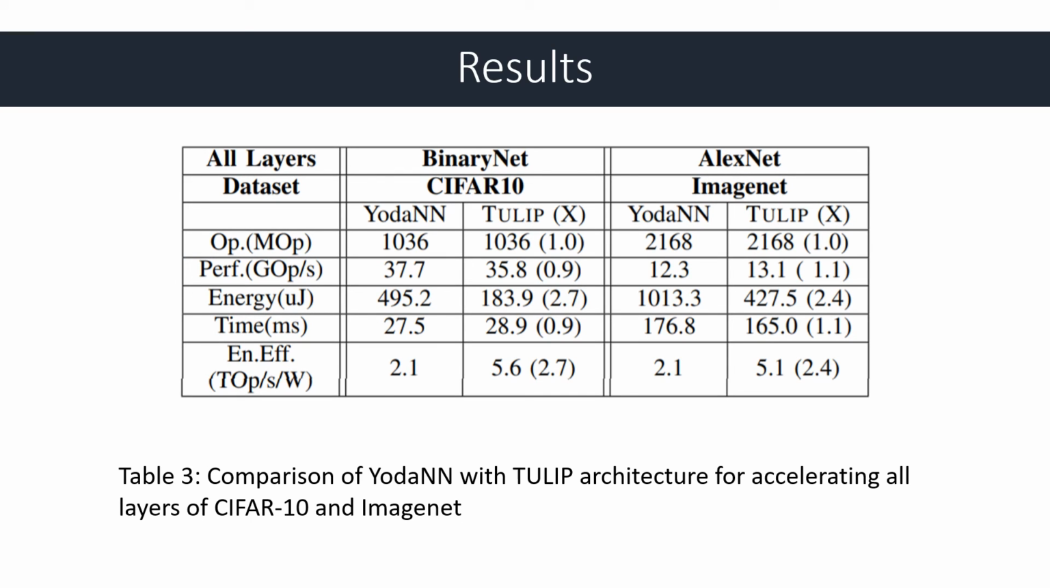Then we extended this experiment to see how the two architectures perform when fully connected layers are included in the evaluation. When fully connected layers are implemented on both the architectures, most of the cycles and power is taken by the memory instead of the processing elements. Due to this, there is no difference between the energy and performance of TULIP and Yoda-NN during the fully connected layers. Hence, the overall improvements in energy efficiency and even energy dilute from 3x to about 2.4x.